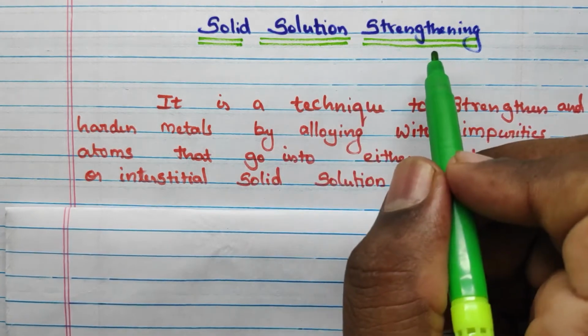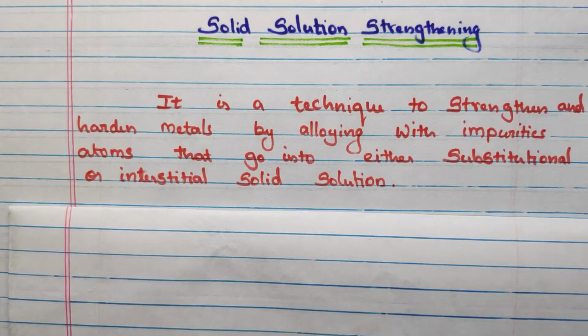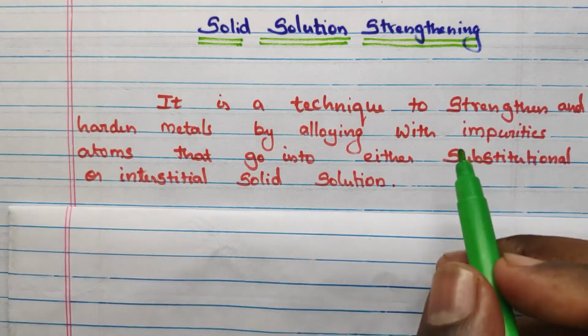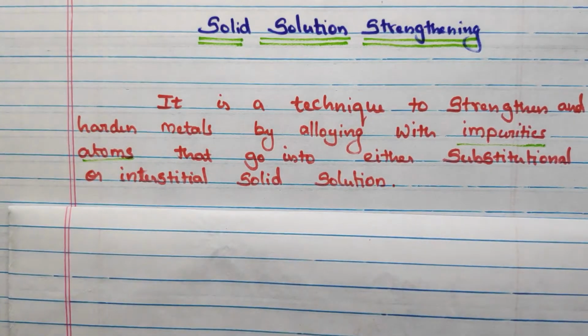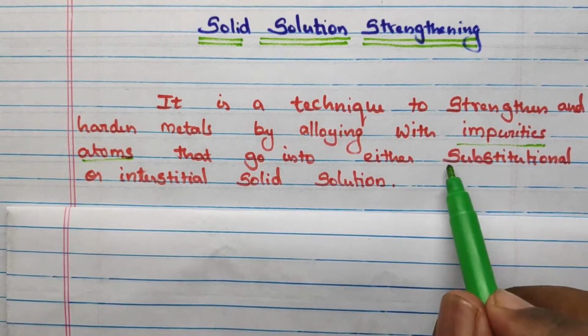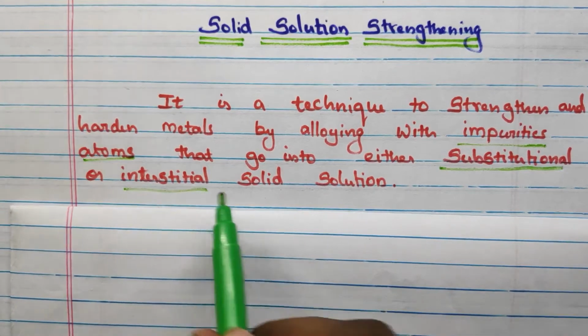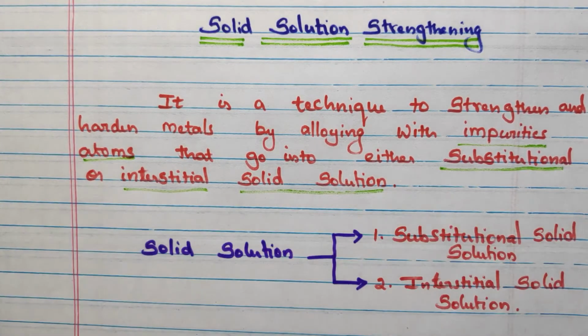Solid solution strengthening. This is another technique to strengthen and harden the metal by alloying with impurity atoms. And when we are doing so, what happens? These impurity atoms get into the crystal lattice either by substitutional or interstitial solid solution. And this term we have already studied in the first unit.